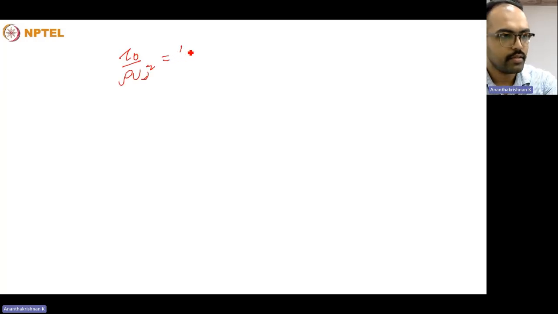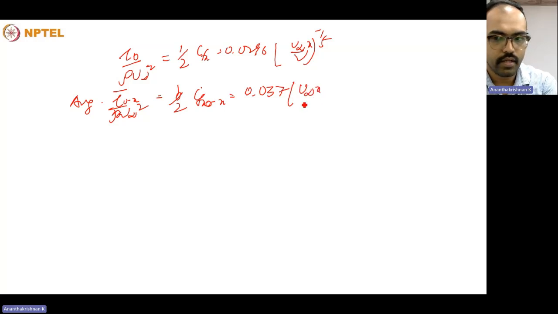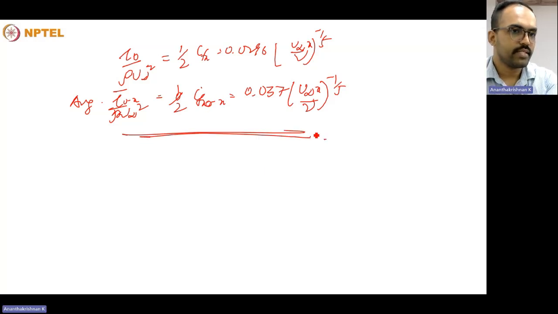So using these two equations, we can calculate the shear stress divided by rho u infinity squared, which is equal to half CFx, equal to 0.0296 u infinity x divided by nu raised to -1/5, and the average value of the shear stress divided by rho u infinity squared, average 0 to x, is written as half into CFx 0 to x, 0.037 u infinity x divided by mu raised to -1/5. So that gives the value of shear stress.